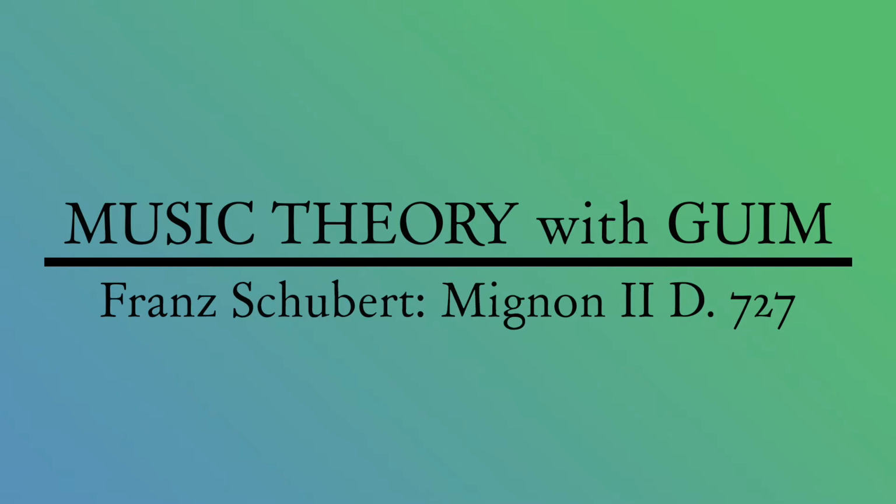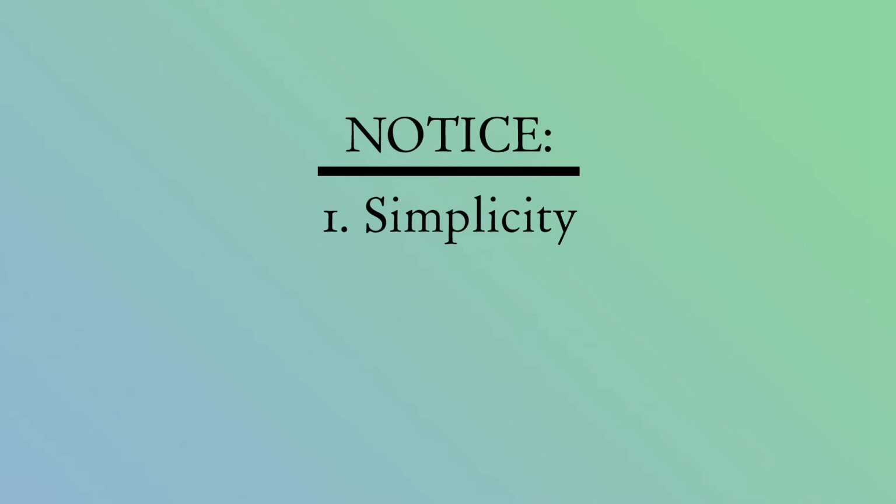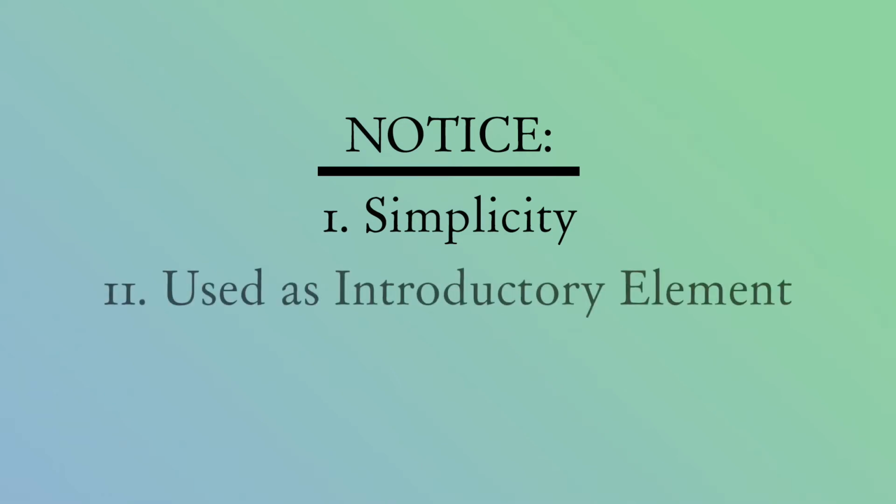Alright, so we're going to be looking at measures 1 through 4, where 2 instances of the Augmented 6th occur. I find this to be a great example of implementing the Augmented 6th in a very simple manner. Not only that, but it's also an example of using the Augmented 6th as an introductory element for the piece. Using the Augmented 6th as an introduction is a really bold choice because it's such a dramatic device. So using it early on means you have to live up to that drama and maintain interest.